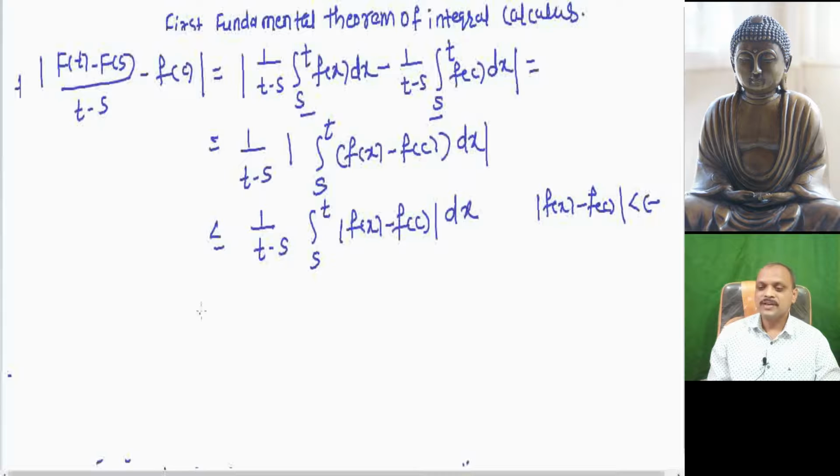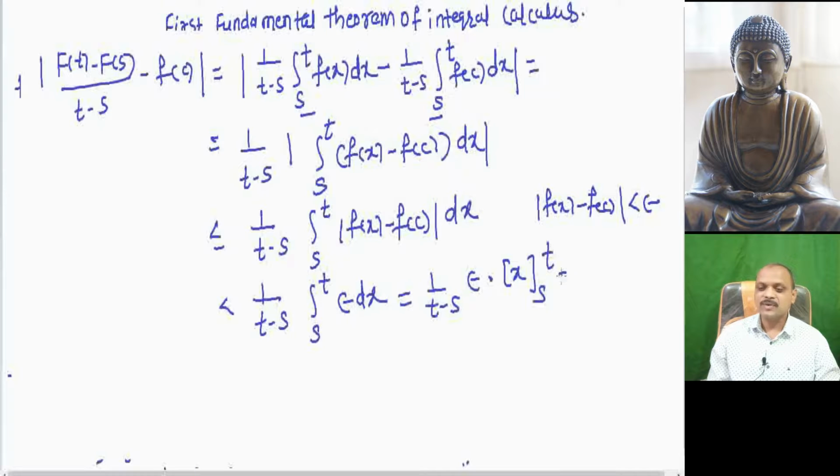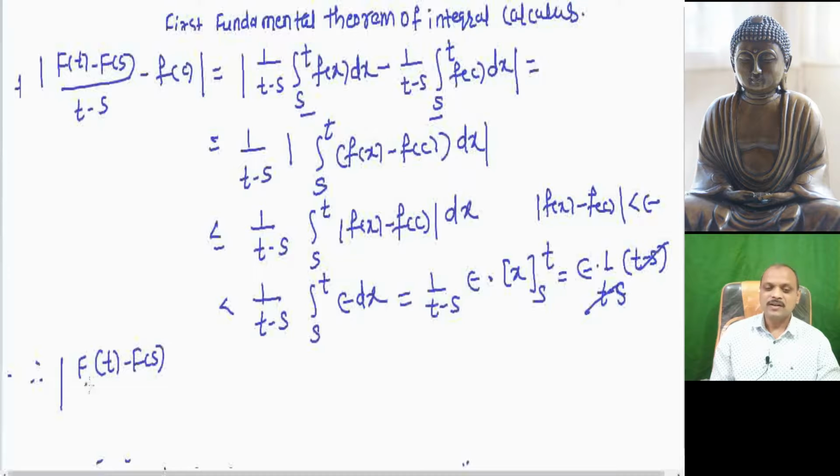But mod of f of x minus f of c is less than epsilon, so put the greater value: 1 divided by t minus s integration s to t epsilon dx. 1 divided by t minus s, epsilon is constant and integration of dx is x between the limits s to t, equal to epsilon into 1 divided by t minus s into t minus s. T minus s, t minus s cancel and we get that mod of F of t minus F of s divided by t minus s minus f of c is less than epsilon.